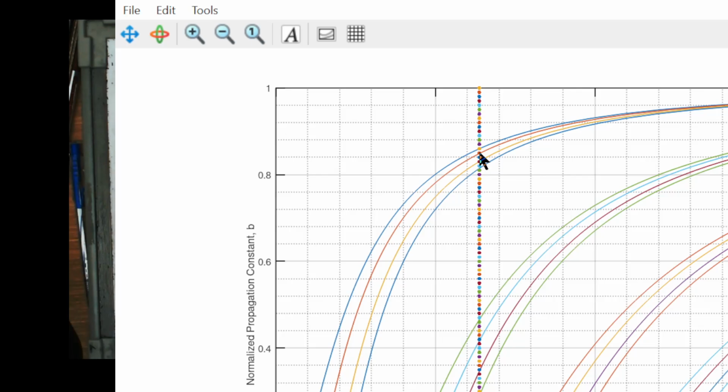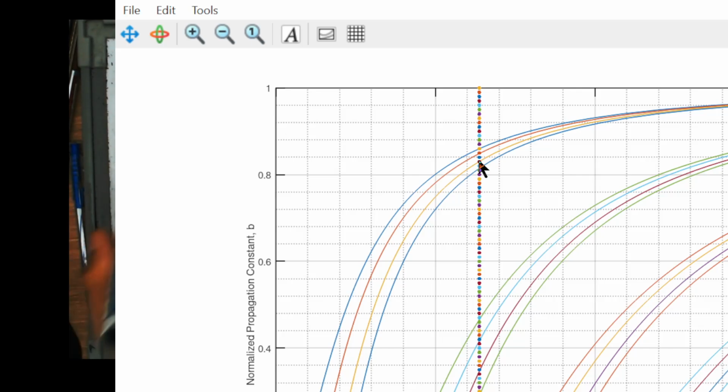And for TM, it is 0.83, and the B value is 0.83, and this corresponds to asymmetry factor 10. So asymmetry factor 10, B is 0.83. I've already written it down.